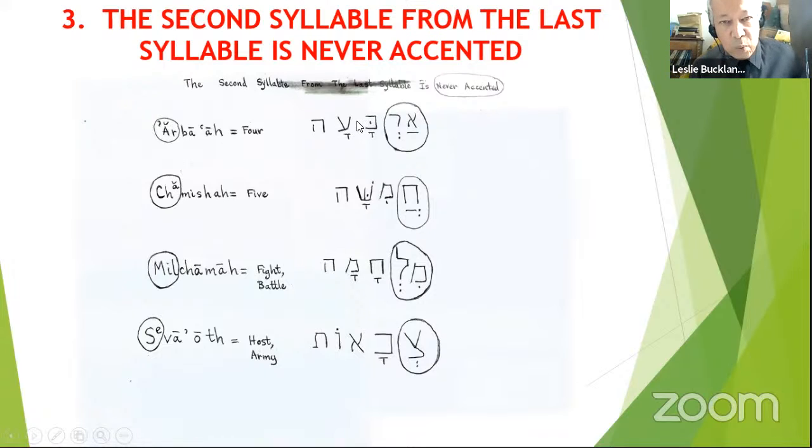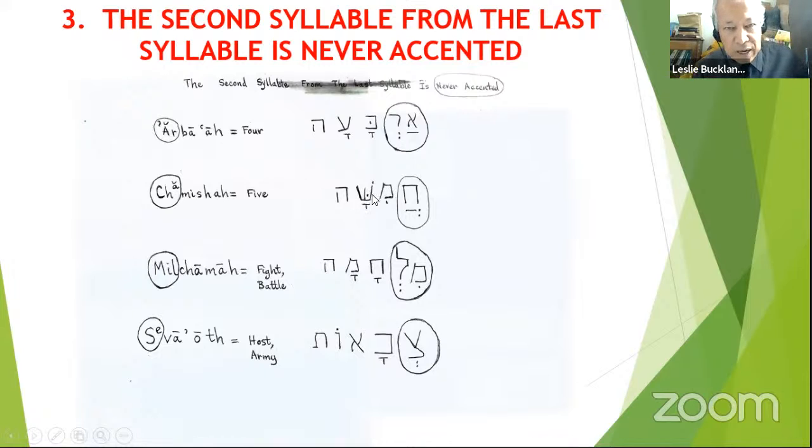So if you're given a word and you're told to accent it, bear in mind that if there is a 3-syllable word, 1, 2, 3, the syllable that is 2 syllables away from the last syllable, which is this one, can never get an accent. Here is another illustration, and it is the word chamisha, which means 5.